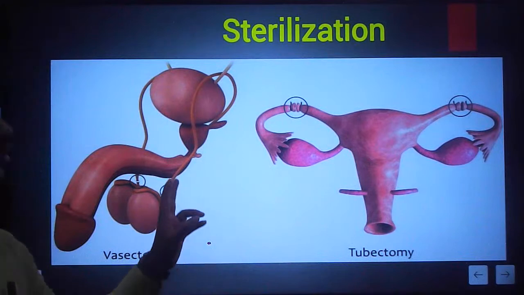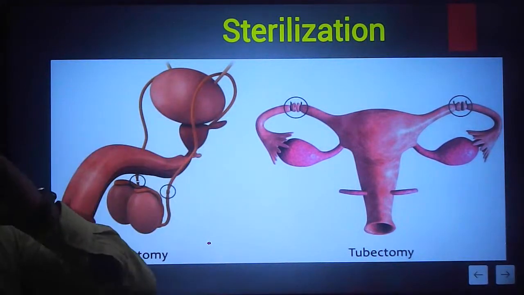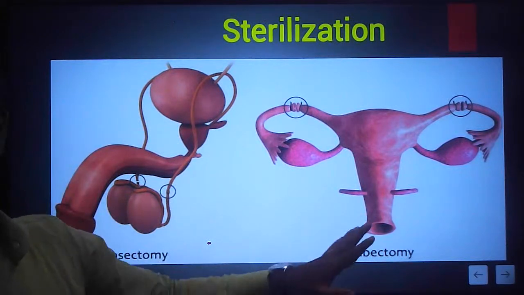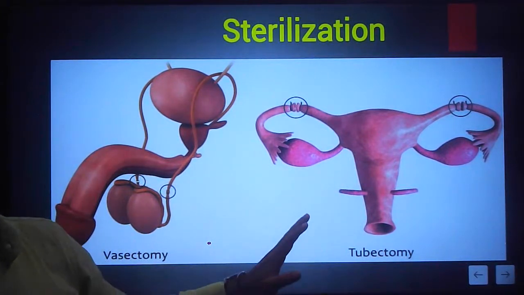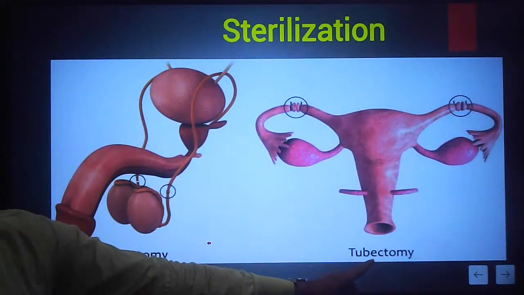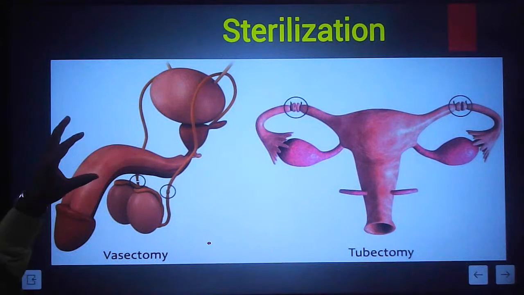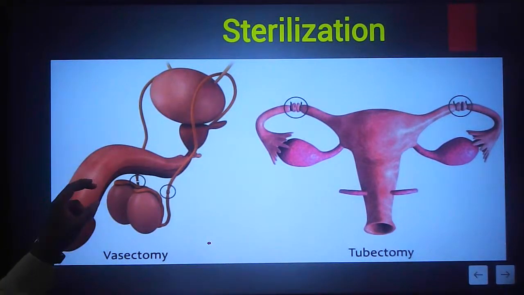Sterilization. We have two types, male as well as female. These are permanent solutions, by which we can stop the woman from getting fertilized. In males, this is called vasectomy. This technique, you would have studied in the textbook itself. In females, we call it tubectomy.